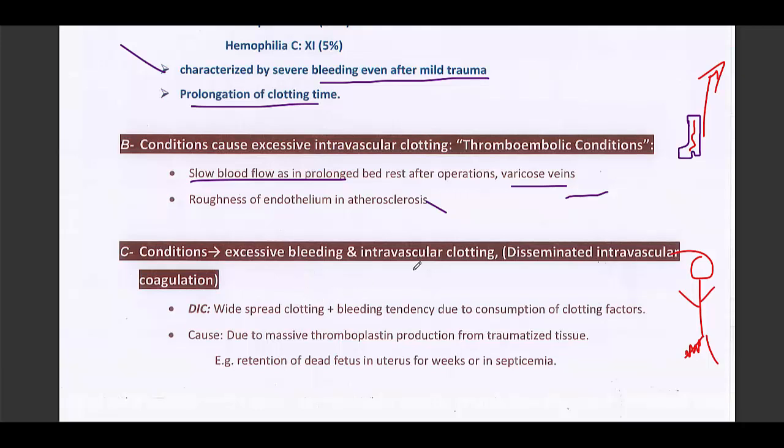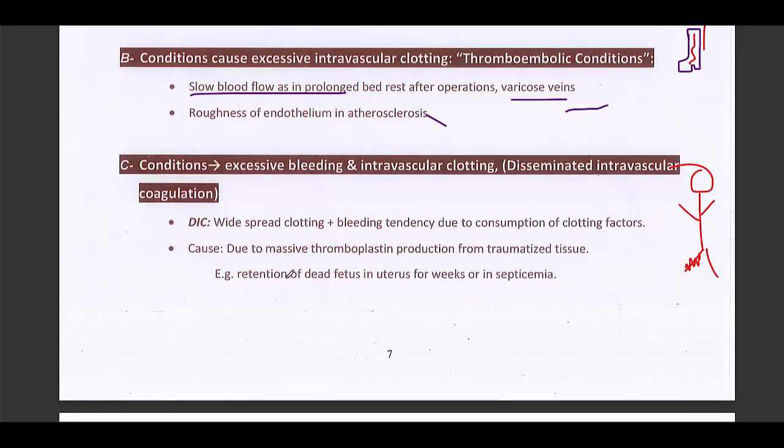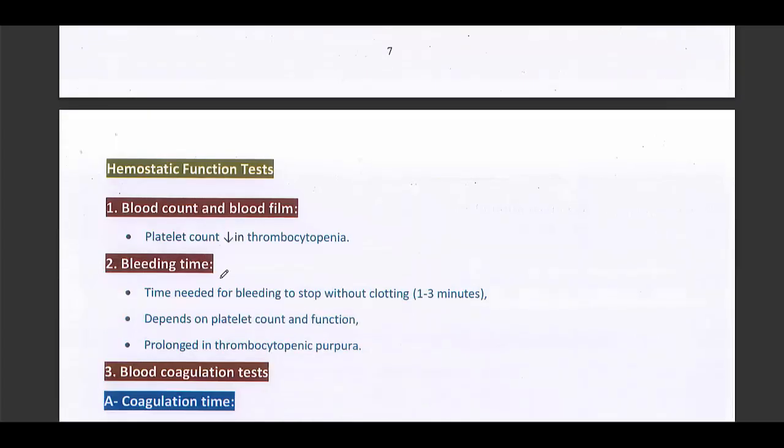The cause of it is massive thromboplastin production from traumatized tissue. For example, retention of a dead fetus in the uterus for weeks, or septicemia. This is an example for it. And it is a very rare condition.